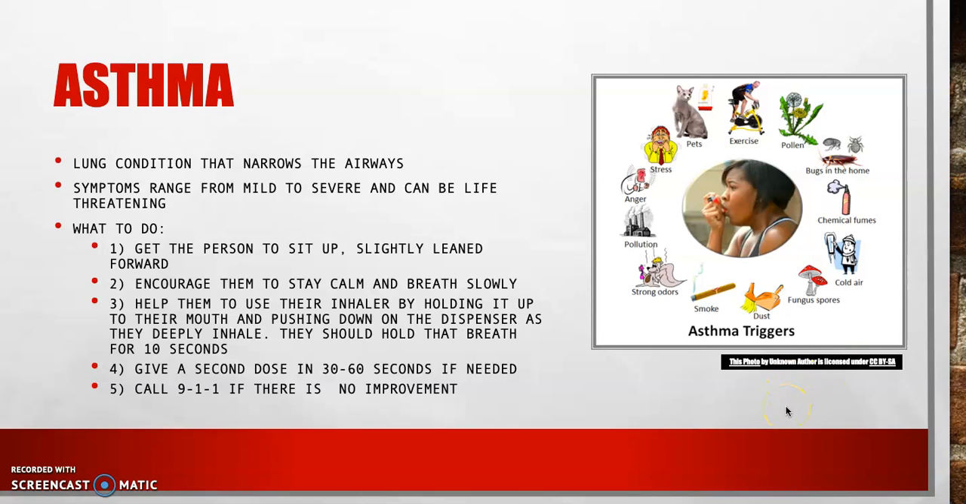Looking next to asthma. So asthma is a lung condition that narrows the airways. Symptoms range from mild to severe and can be life-threatening. What to do if someone's having an asthma attack? 1. Get the person to sit up, slightly lean forward. 2. Encourage them to stay calm and breathe slowly.